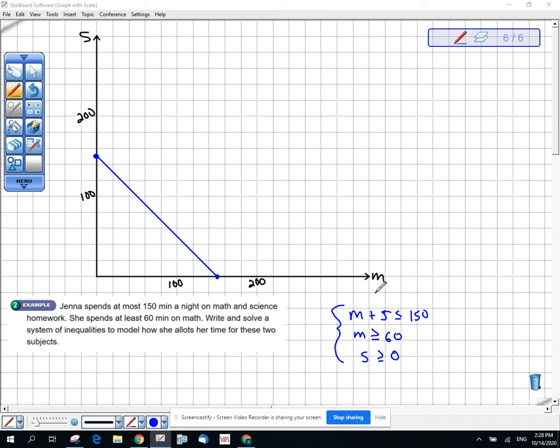I'm going to plug in 0, 0. And 0 is less than 150 is a true statement. That means I'm going to shade back towards the origin like this. Okay? So then there's m is greater than or equal to 60.